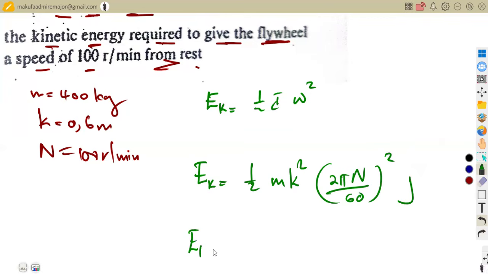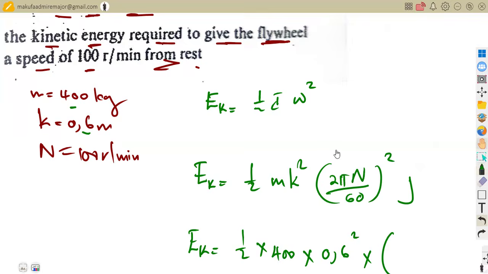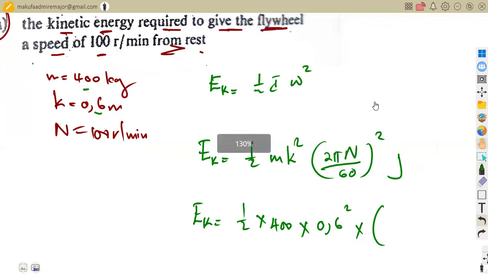So we're just going to substitute in this case half of the mass, which is 400 kilograms, times the radius of gyration squared, times, in this case, we go to the speed because we're given the speed. Even if it was omega 2 minus omega 1, from rest, so we are supposed to actually use omega 2 minus omega 1. If we subtract 0, there's nothing. So you're just going to use your n as it is.